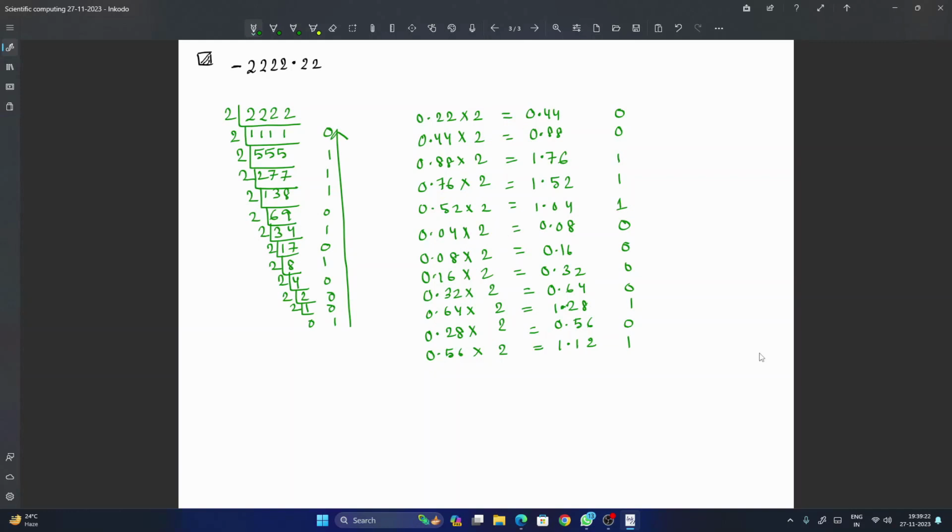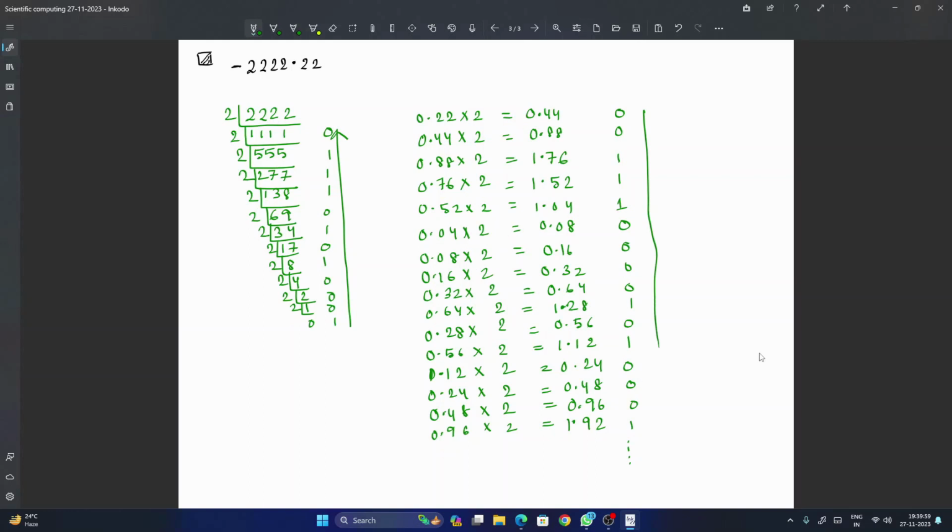I think some more digits we need. 0.12 into 2, 0.24, 0. 0.24 into 2, 0.48, 0. 0.48 into 2 is 0.96, 0. And 0.96 into 2, after that you will get 1.92, and you will get 1, and it will continue. So that's a large, non-recurring number, and that's why we are getting this type of figures.